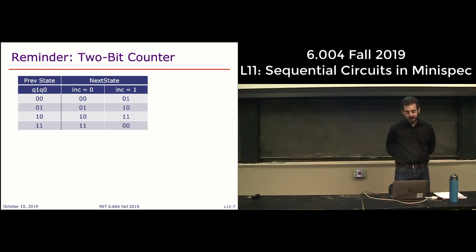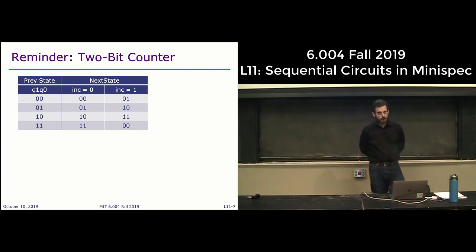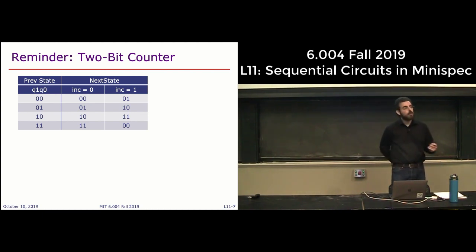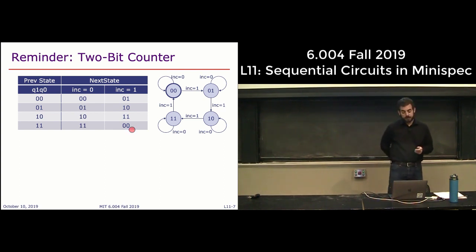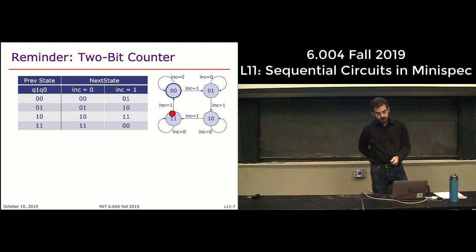We're going to start, our first task is to write this as a Minispec module. So remember, this had a 2-bit output, a 1-bit input, and we could describe it with a truth table or also the state transition diagram, right? So remember, this had 2 bits of state, so 4 possible states, and if the increment input is 1, then it transitions from 0,0 to 0,1, 1,0, 1,1, 1,0,0, and then if the increment signal is 0, then it stays on the current value, right?